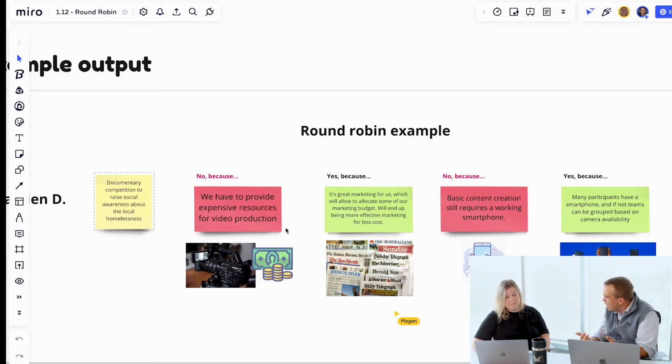So what's happening now? Right, so this next person has said, actually, it's worth the cost of these expenses because it would be really great marketing for us, which means we should spend some of our budget on that.